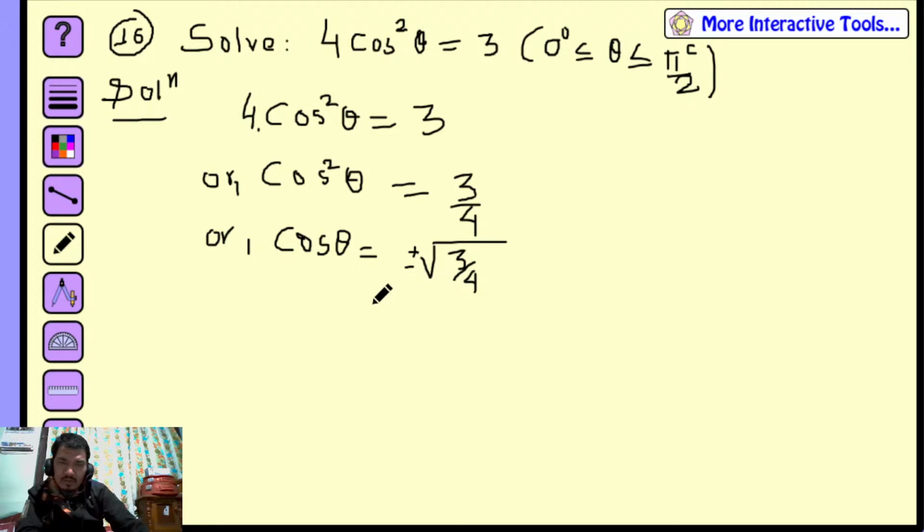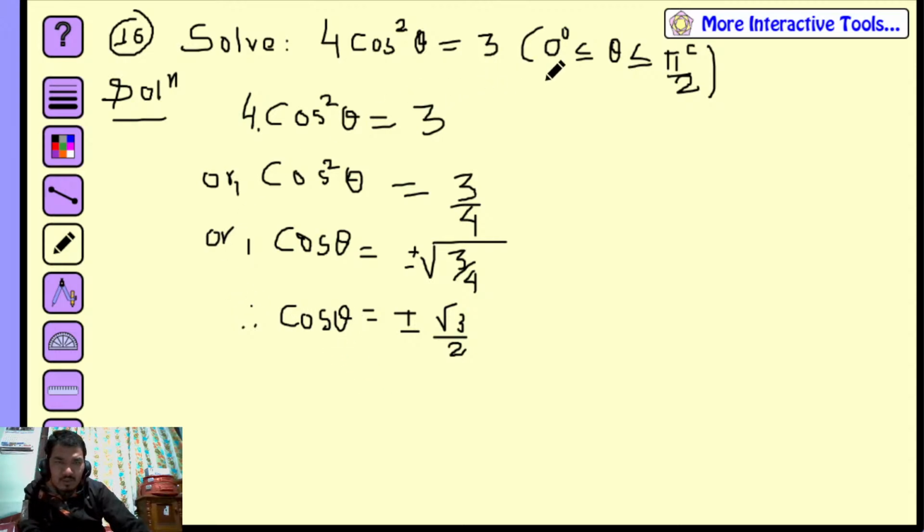And when you find out the square root of this one, it will come there, plus minus square root 3 up, and down will remain 2 only, because from 4, 2 comes outside. Then we have to write it therefore cos theta equals to plus minus root 3 by 2.